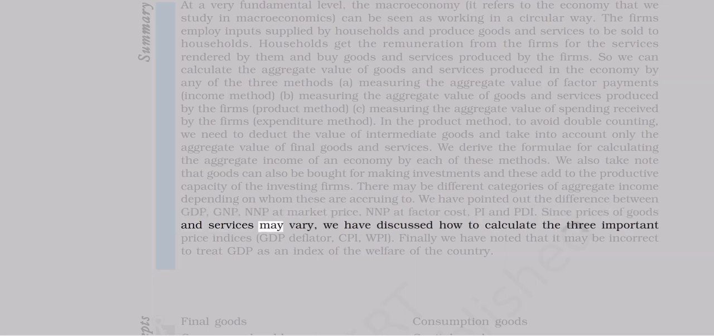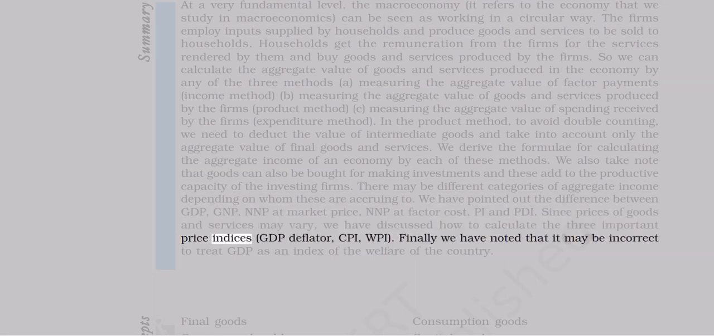Since prices of goods and services may vary, we have discussed how to calculate the three important price indices: GDP deflator, CPI, WPI. Finally, we have noted that it may be incorrect to treat GDP as an index of the welfare of the country. Summary.